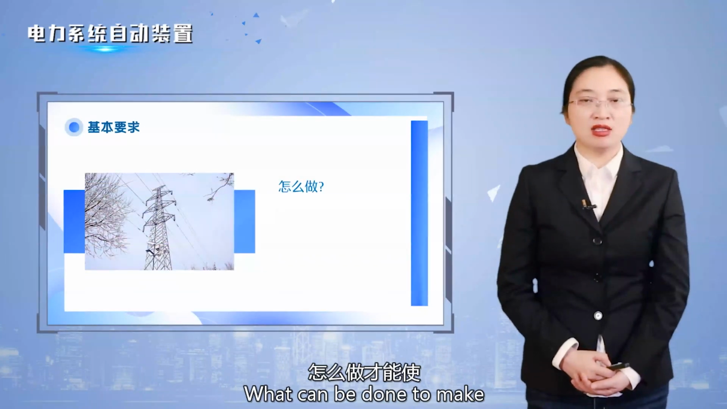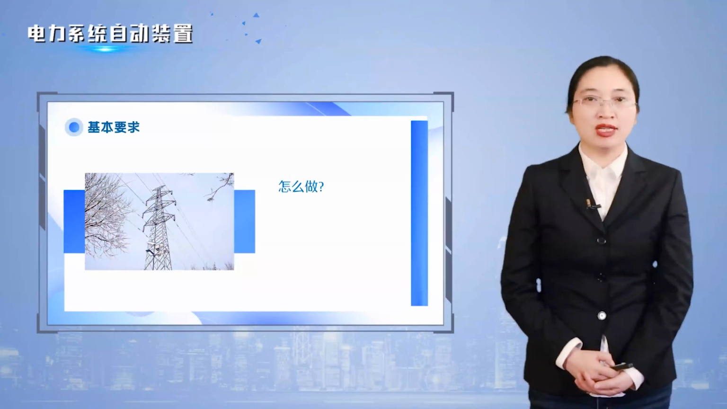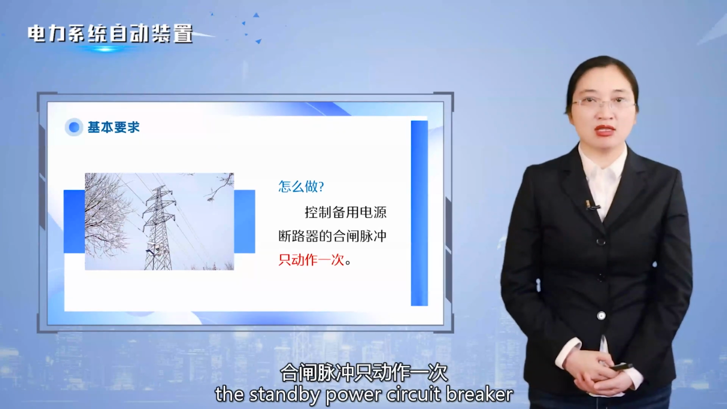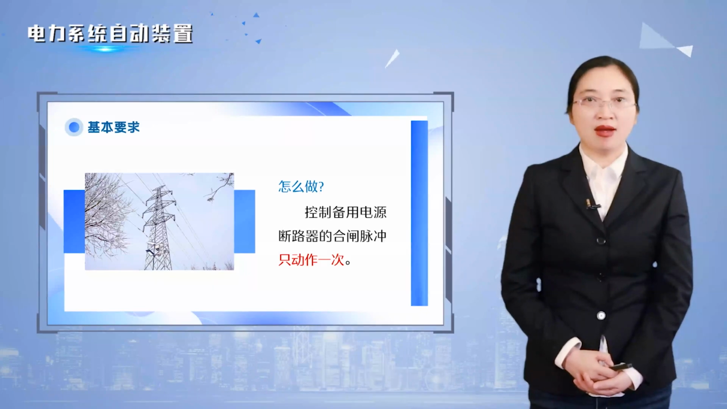What can be done to make the BZT operate once? Control the closing pulse of the standby power circuit breaker to operate only once.